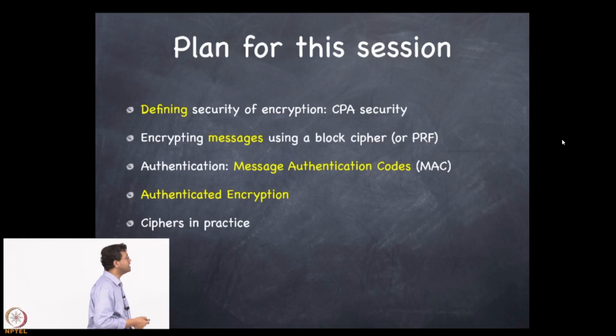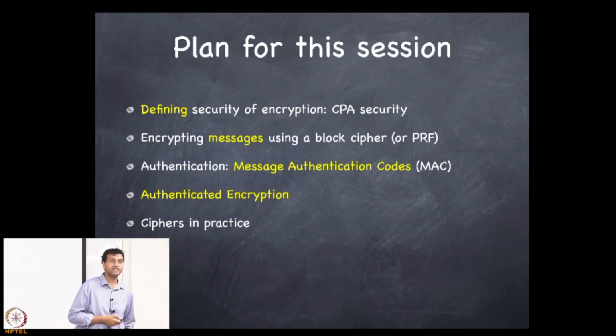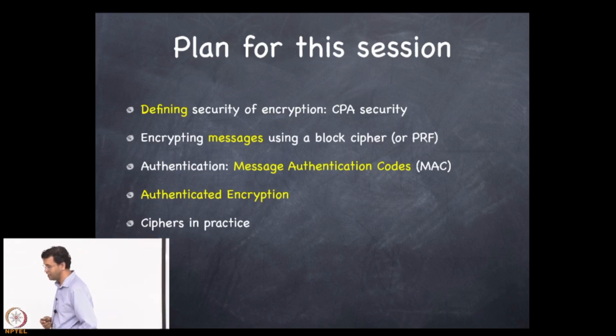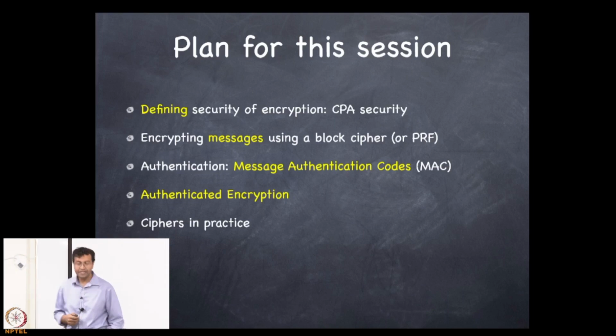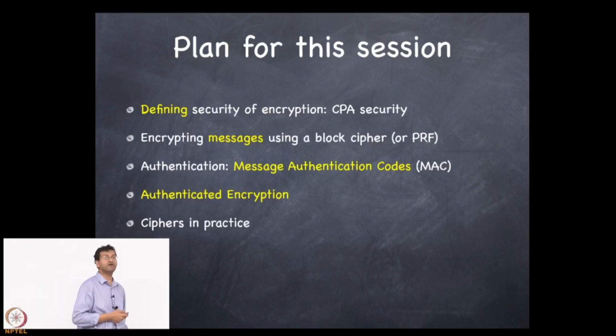It has a particular name, this kind of security that we'll be interested in. Security of symmetric key encryption is called CPA security, chosen plaintext attack security. So I'll define that first. And then I'll get to where we left off, how to do encryption using a block cipher. And then we'll talk about authentication. That'll be the second half of this lecture.